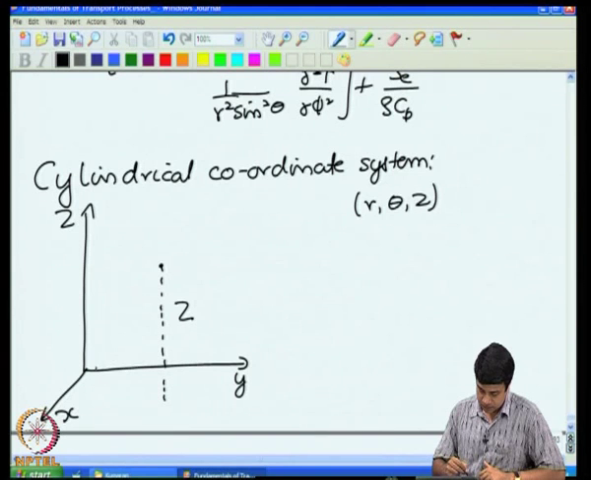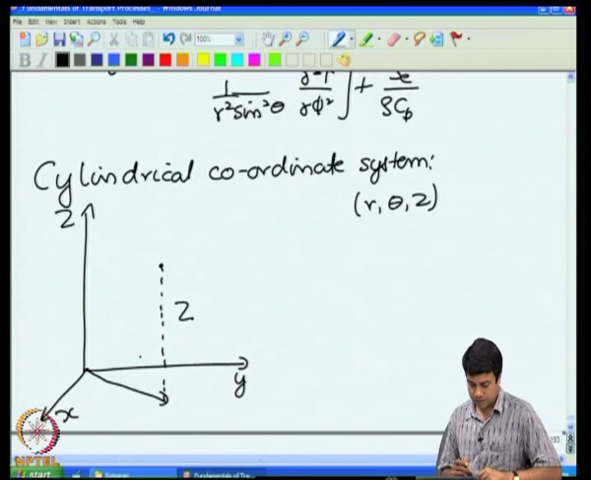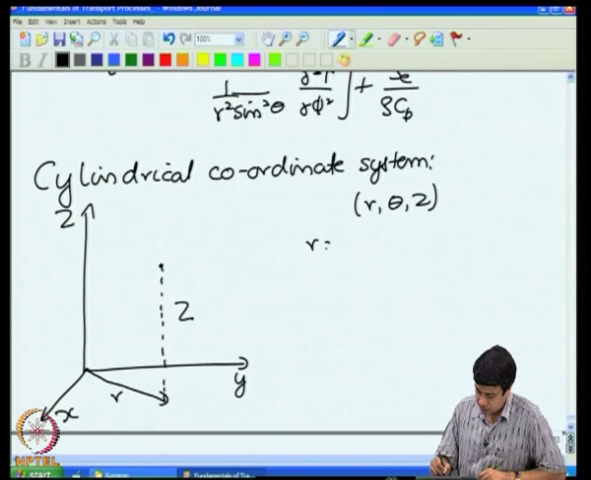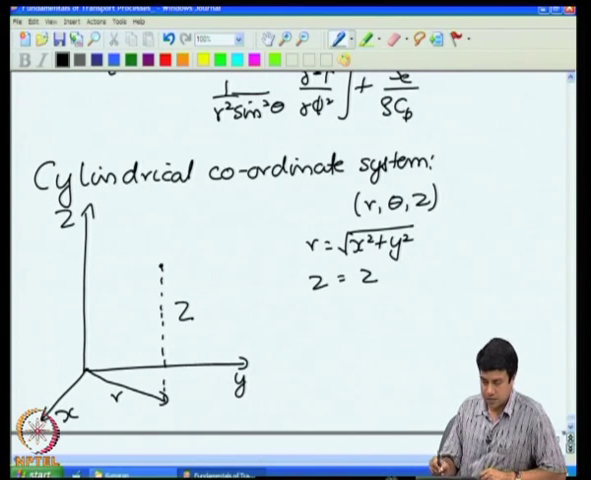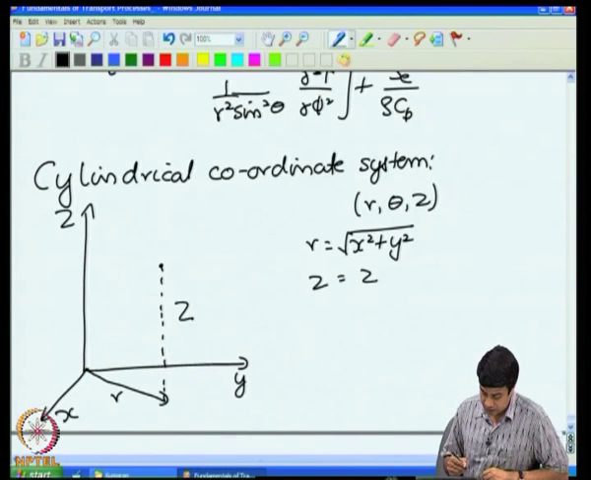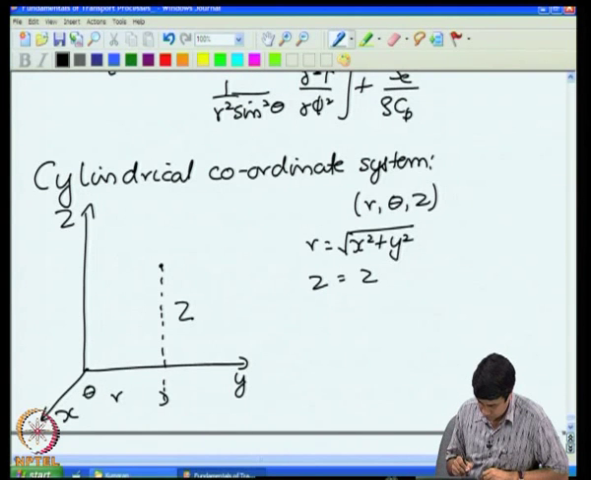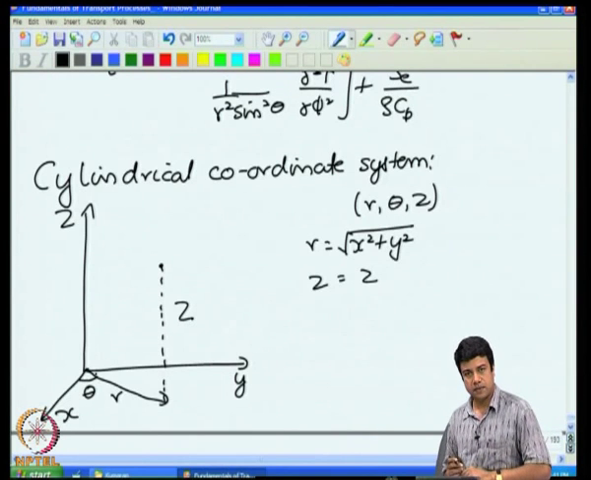R is the distance from the origin of the projection of this onto the xy plane. So, r is equal to square root of x square plus y square. Z is the same as the z coordinate in a Cartesian coordinate system. Theta is the angle made by this projection with respect to the x axis.